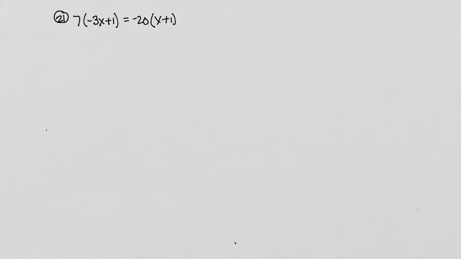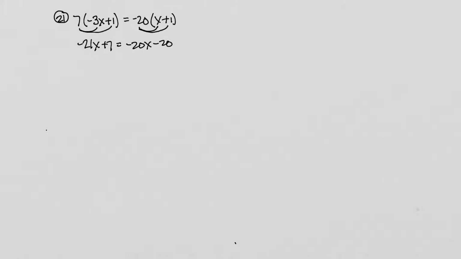Problem number 21 tells us we should multiply through here by 7 and over here by negative 20. Let's do it. So 7 times negative 3x is negative 21x, and then 7 times 1 is 7. That's going to be equal to, now multiply through here, negative 20 times x, negative 20x, and then negative 20 times 1 is minus 20. Now let's see what we've got.